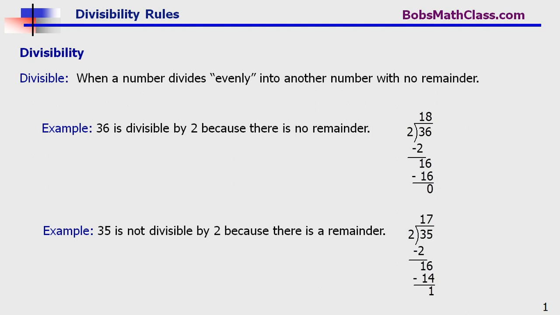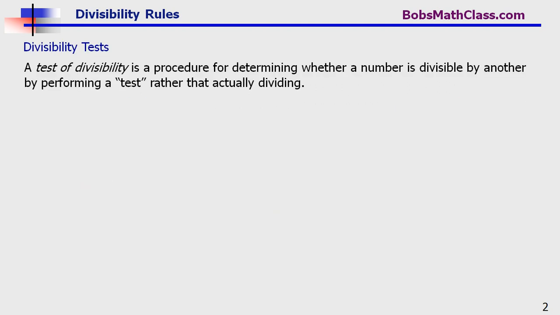So if a number divides evenly into a given number, then it is said to be divisible by that number. If it does not divide evenly, then it is not divisible by that number. We have divisibility tests, and that is a procedure for determining whether a number is divisible by another number by performing a test rather than actually dividing.